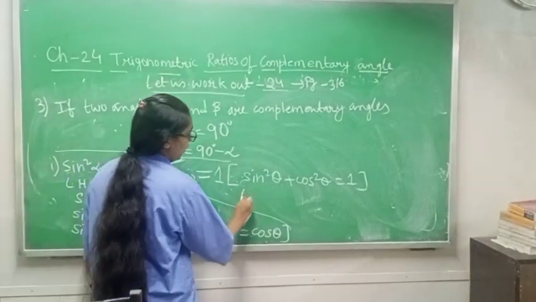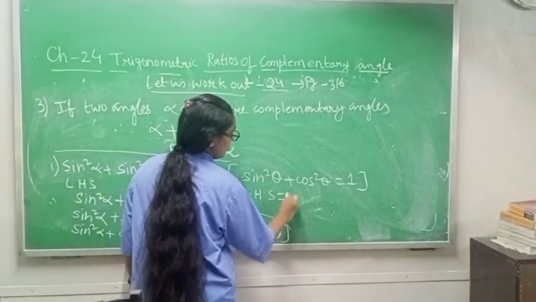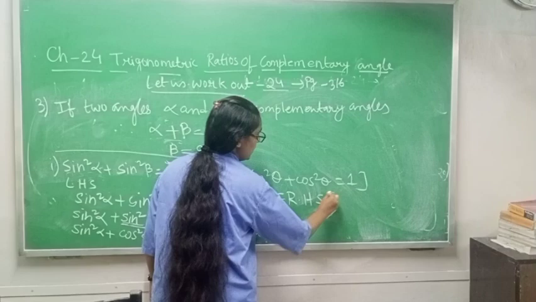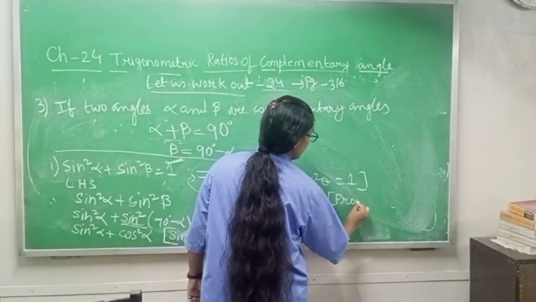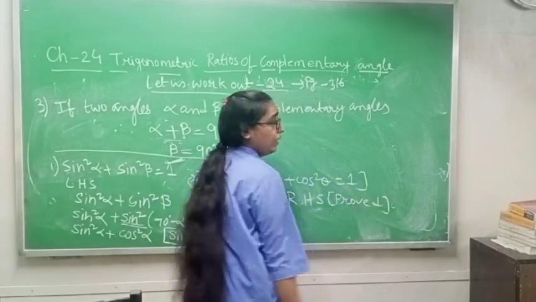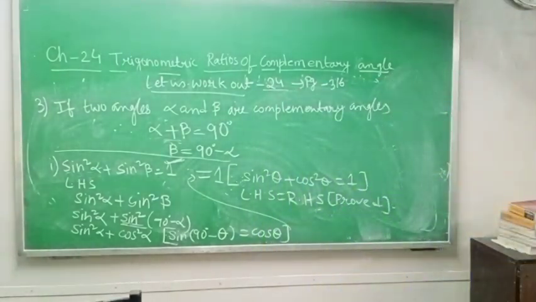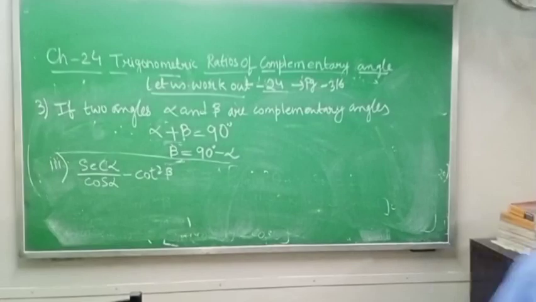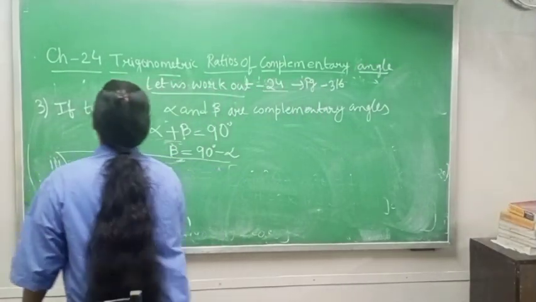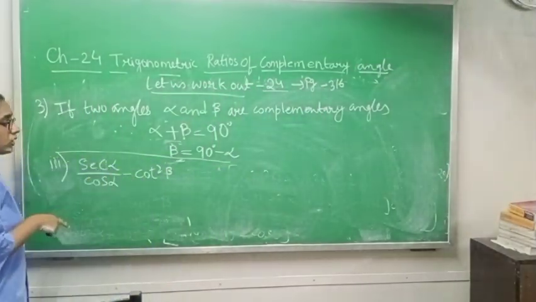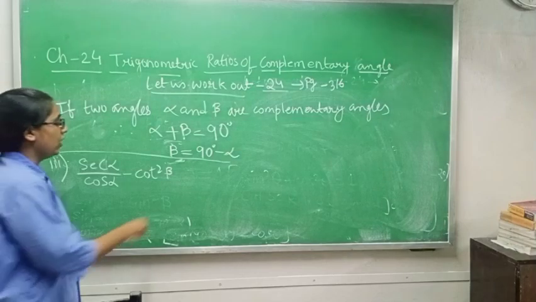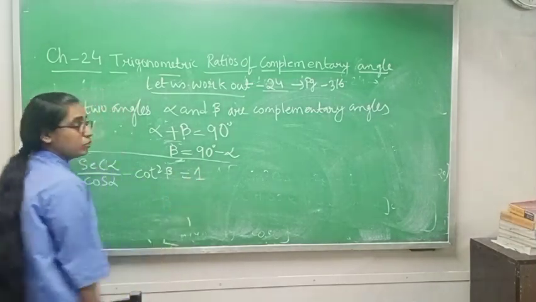So what will you write? Therefore LHS equals RHS, proved. So first Roman 1 you have proved already. Okay, complete this one. Now class 10, see Roman 3. It is given sec alpha by cos alpha minus cot square beta equals 1. You have to prove this one.